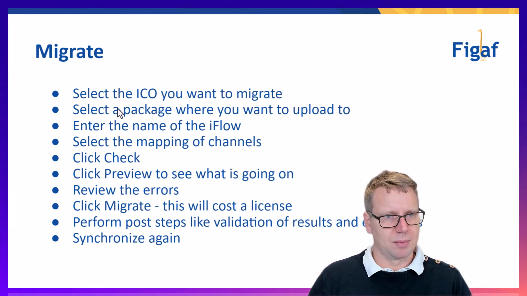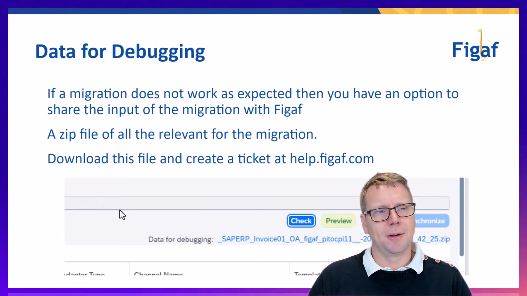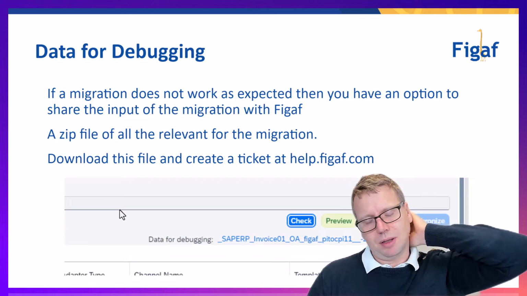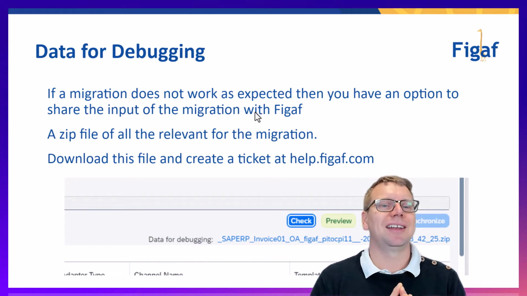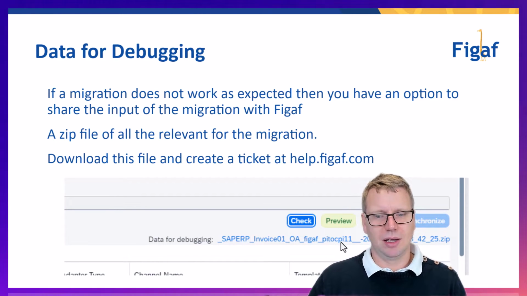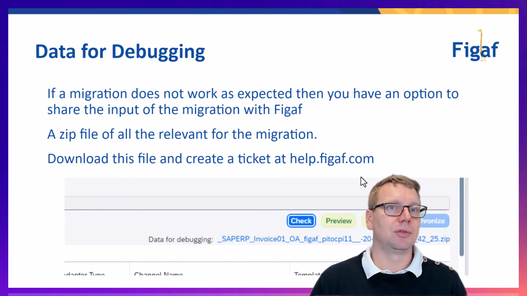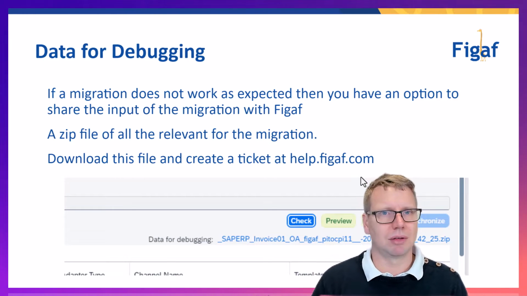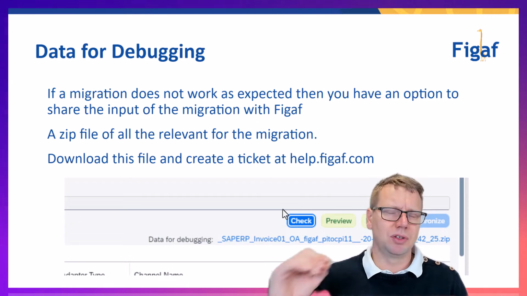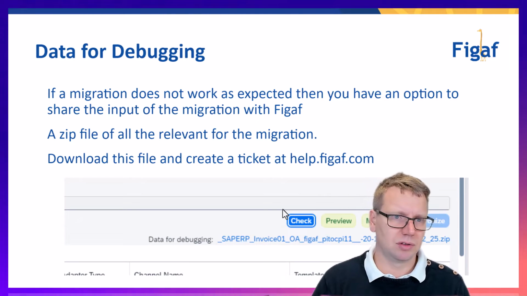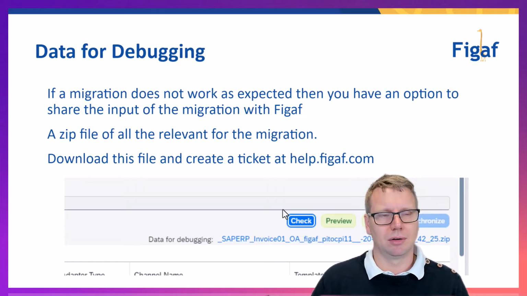Here's the process for migrating. Select the ICO into package, but I guess we'll cover those anyway in a bit. We will cover the data debugging. So once you've pressed check, the Figaf tool will collect all the different data that you have. It will bundle them into a zip file, and you can download the zip file, and then you can upload it at helpfigaf.com. If there is something that you're saying, oh, there's some problems with this, download the screenshot, add whatever that otherwise is relevant and what are the problems that you experience with this. Before you do that, be sure to have done the full synchronizations as I just showed you.